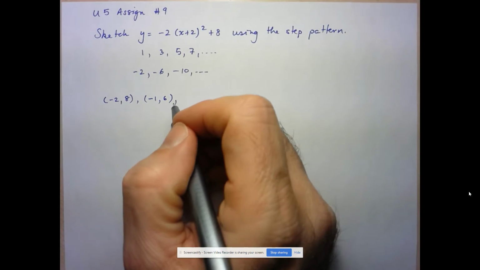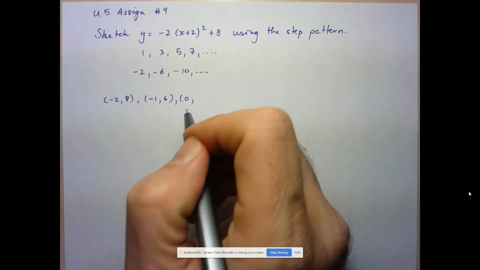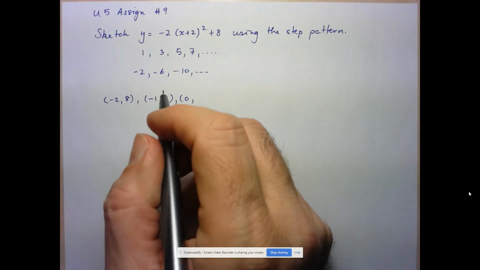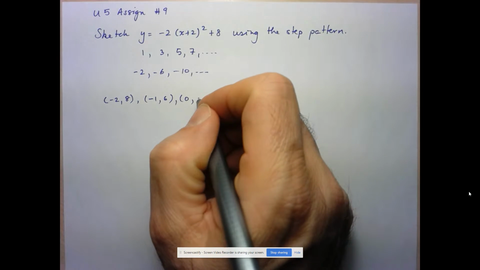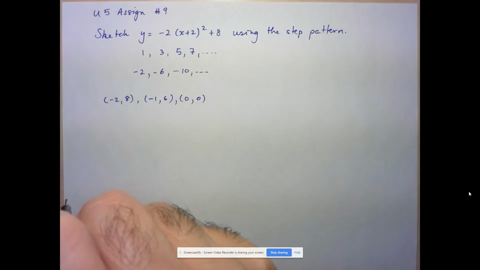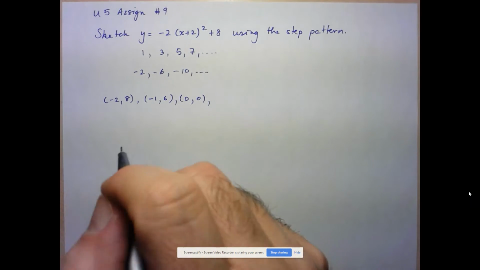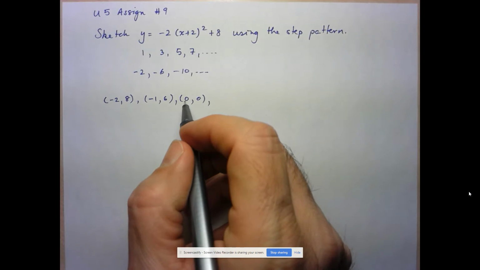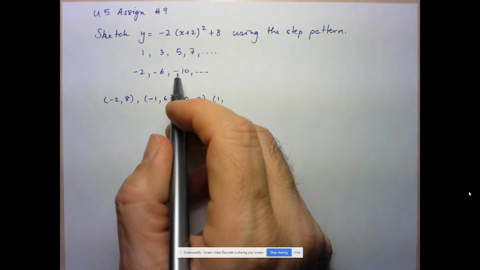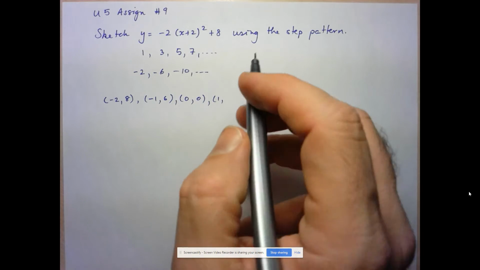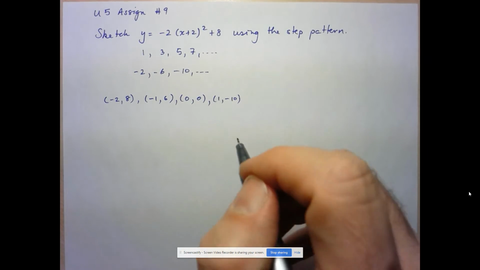Let's do another point. If the x values go up by 1 again, so I go to 0, the y values are going to go down by the next one, which is 6. So 6 minus 6 is 0, so it passes through 0, 0. I'll do one more. If x goes up by 1 to 1, the y value is going to go down by 10. So 0 minus 10 is -10. So these are 4 points on the graph.